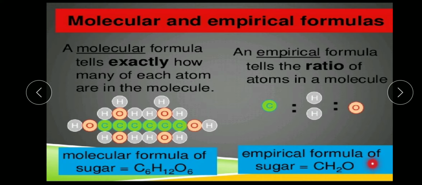Here the whole number is 6. Multiplying this empirical formula by 6 gives C6H12O6. So what does empirical formula mean? It is a ratio of atoms in a molecule. But what does the molecular formula say? It exactly tells how many of each atom there are in a molecule.